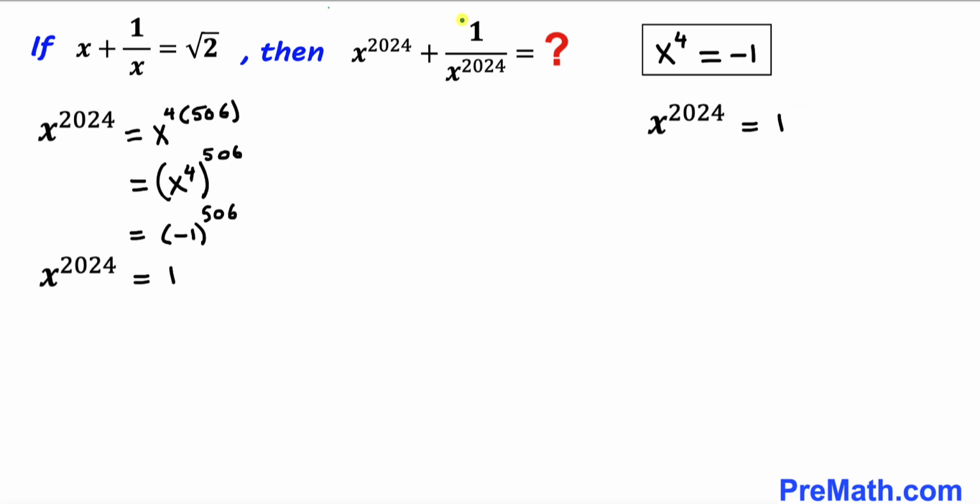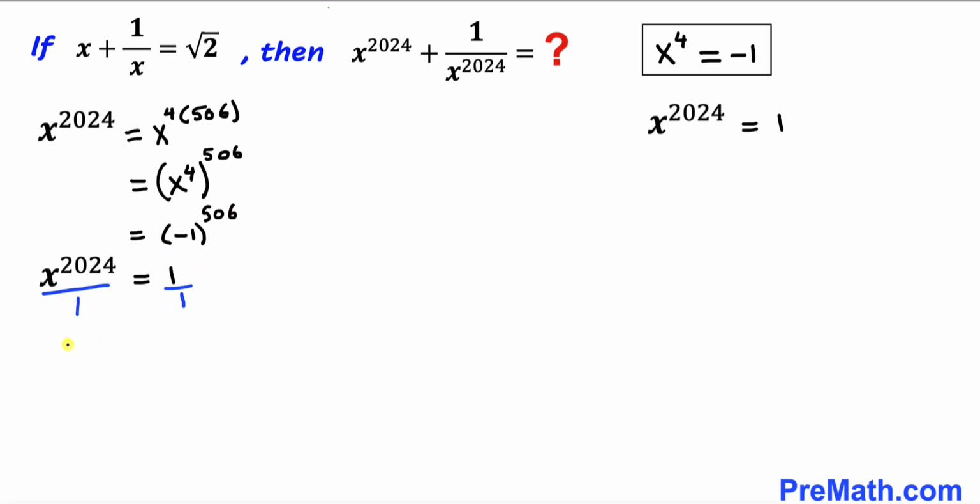And now let's go ahead and find the value of 1 divided by x power 2024 as well. And now let's focus on this equation once again. Let's go ahead and tweak this one. I can write this one by just putting a 1 underneath it, it doesn't make any difference whatsoever. And now let's go ahead and flip both sides over.